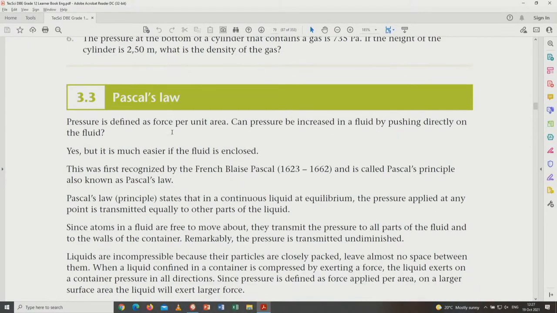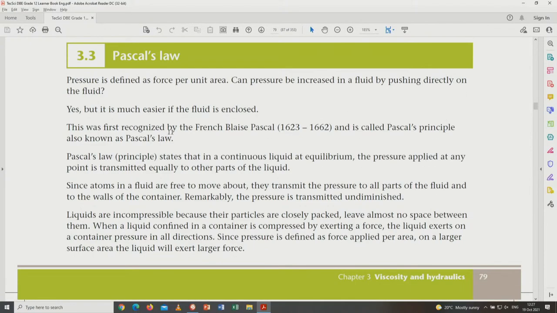That will take us to Pascal's law. Now, as we said, pressure is defined as a force per unit area. Now the question is, can pressure be increased in a fluid by pushing directly on the fluid? And the answer is yes, you can increase the pressure by pushing on the fluid. But it's much easier if the fluid is enclosed.